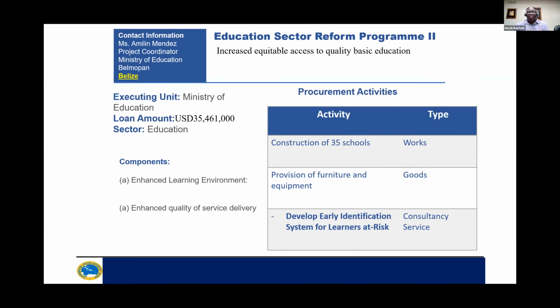In the case of Belize, this is a project that we have ongoing, significant infrastructure work, but we do have some work to do in assisting the ministry with an early identification system for learners at risk. It's a framework that the ministry is keen to have in place so that as they expand the system, the needs of the vulnerable learners are in fact adequately addressed.